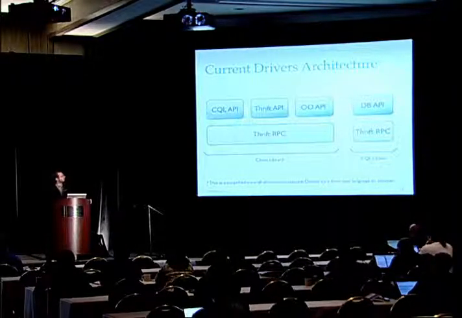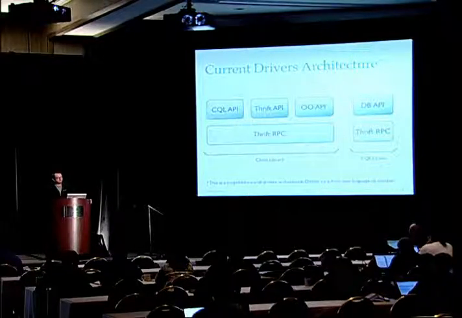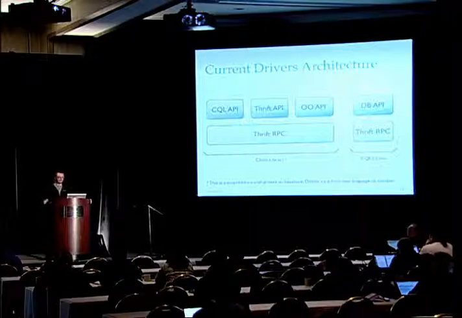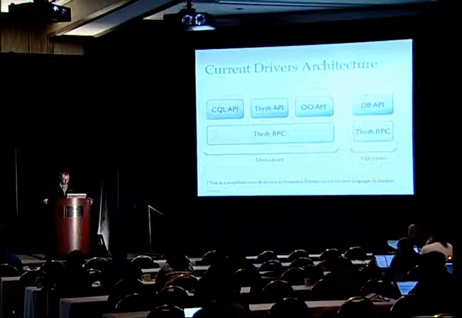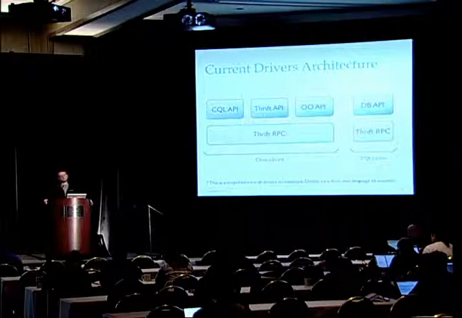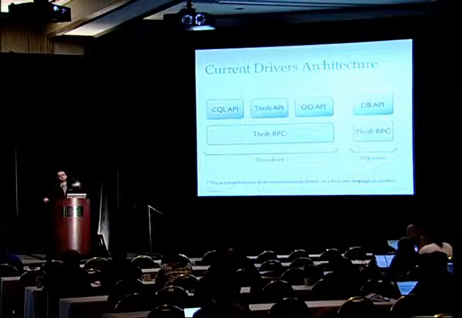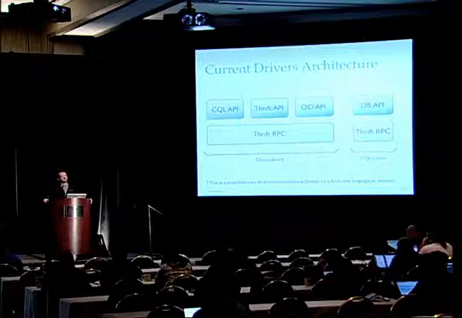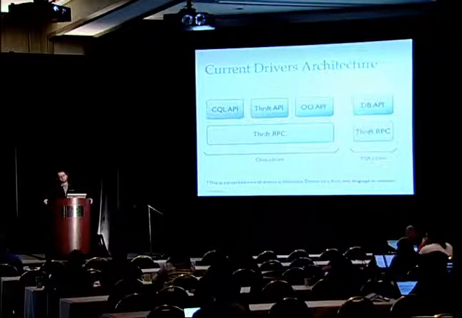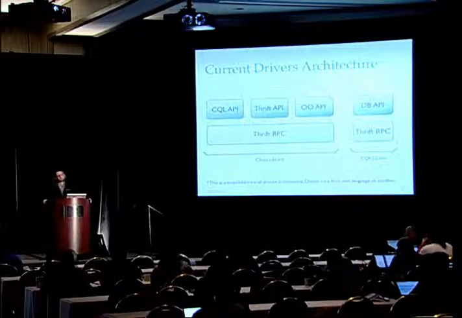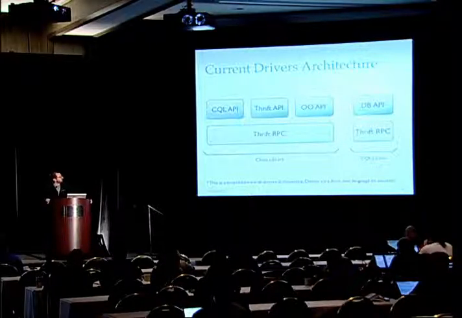Moreover, all the clients were made of some generated code because that's the way Thrift actually works, which turns out to be quite a nightmare to maintain on the client side because you had to add some extra API abstraction on top of that in order to have some satisfying and highly productive API.